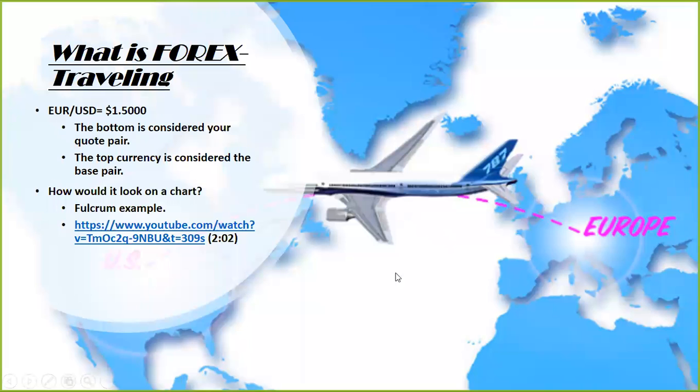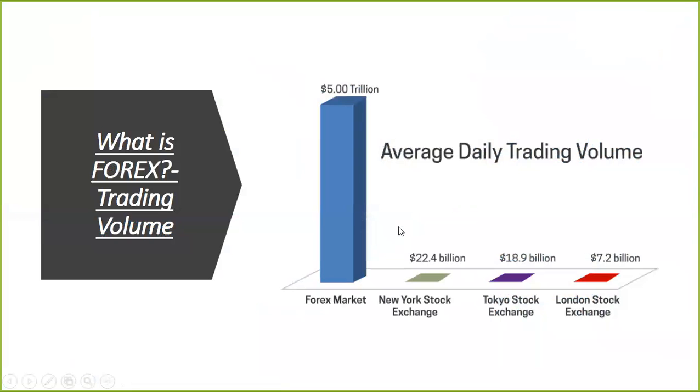Just to go over it real quick. Forex, compared to the stock market, has much more volume. It's a $5 trillion market. As you can see here on the screen, the other markets don't even compare to how much money flows within the Forex market. And it's good because the more money there is in the market, the more money we can make.